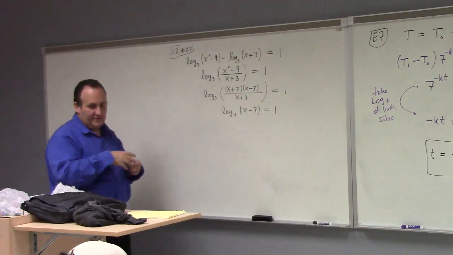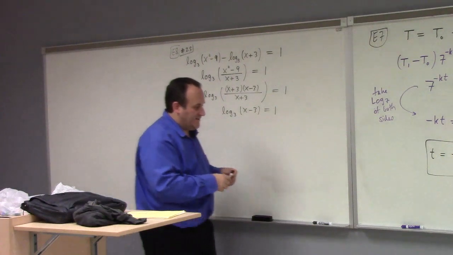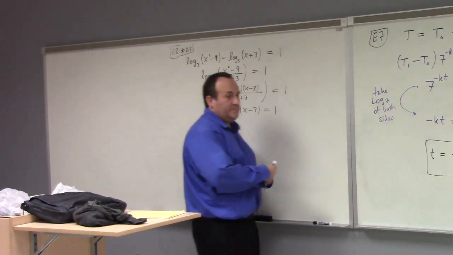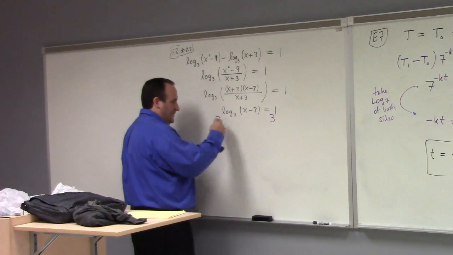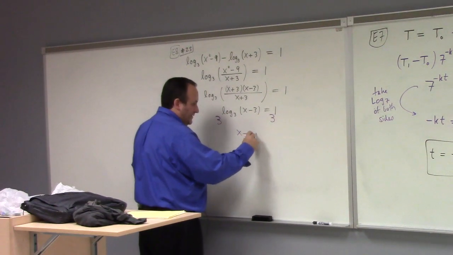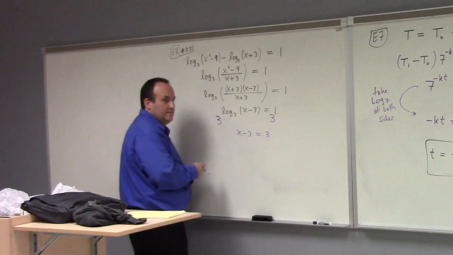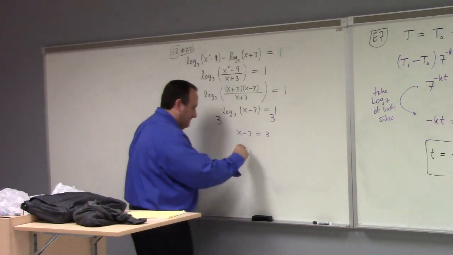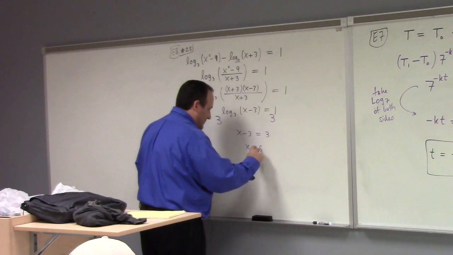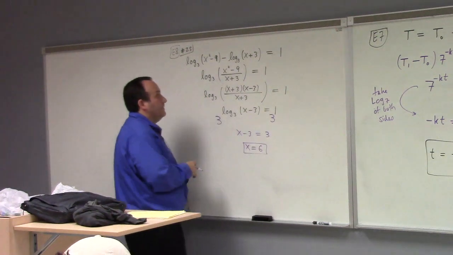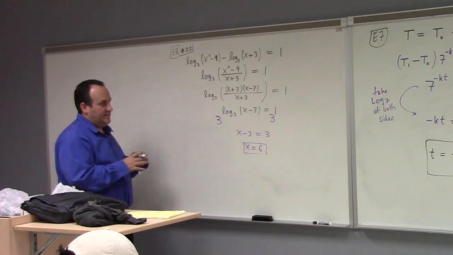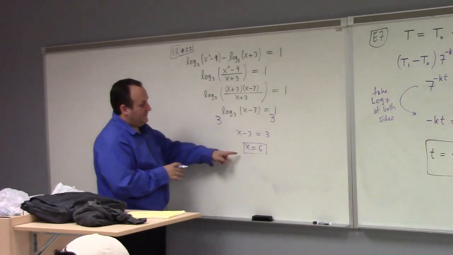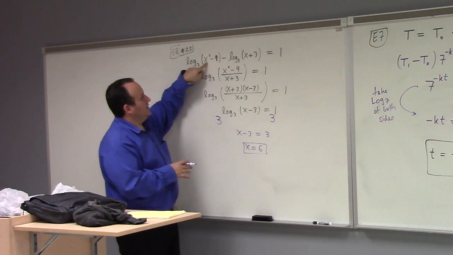Now you say exponentiate both sides, base 3, right? So I can do it like this: 3 to the 1, so this gives me x minus 3 equals 3. x equals 6, apparently, right? Now we should check, just to be safe. Does it work? Plug 6 back in here.